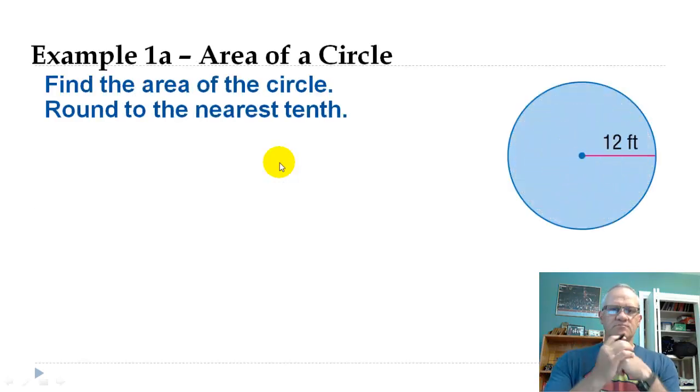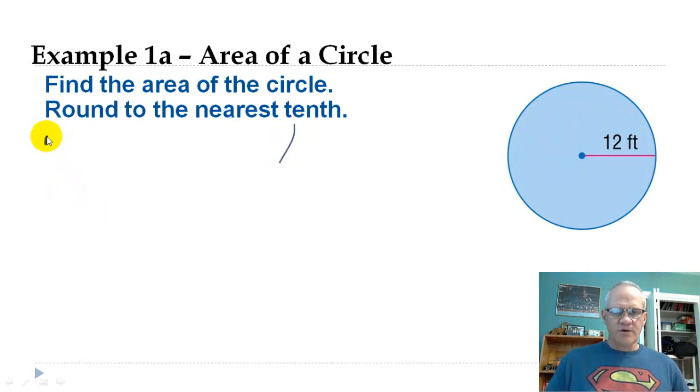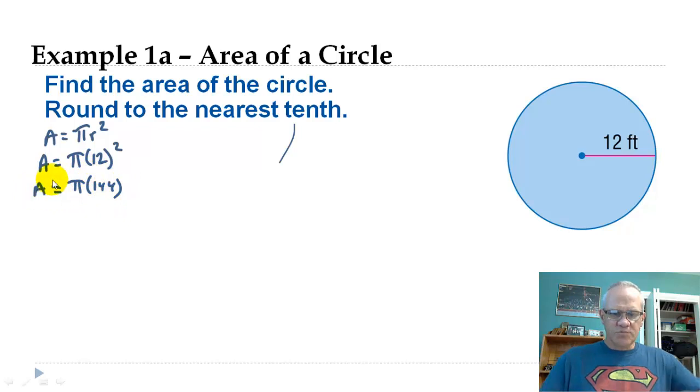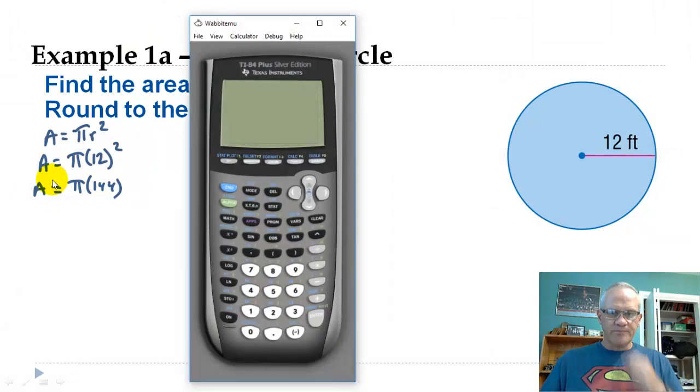Find the area of the circle, rounding to the nearest tenth. Remember our area is pi r squared. All we have to do is know what our radius is, and if you look here, it's pretty straightforward. The radius is 12. So the area would be pi times 12 squared. 12 squared is 144, and so we can just plug that into our calculator.